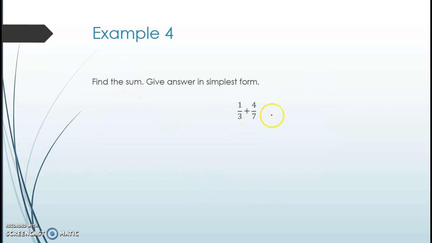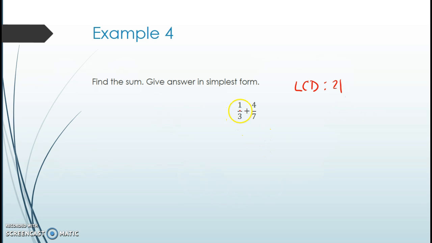Right, so example 4, we do not have like denominators, and so we need to find what we call the LCD, which is the least common denominator. We want it to be the least because then there's less likely that we're going to have to simplify in the end. If we just go with a common denominator, then we're most likely going to have to simplify. So the least common denominator between 3 and 7 is 21.